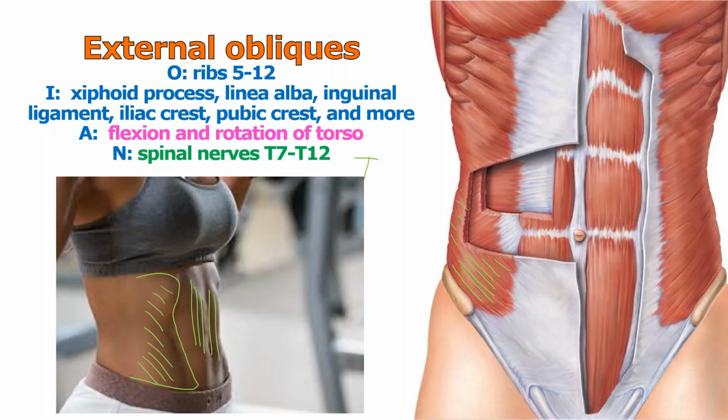So keep in mind the TIRE method. Transversus is the deepest. I and R share the middle layer, that would be the internal obliques and rectus abdominis. And then E, the most superficial layer, are the external obliques. All of these are involved in flexion and rotation of the torso.